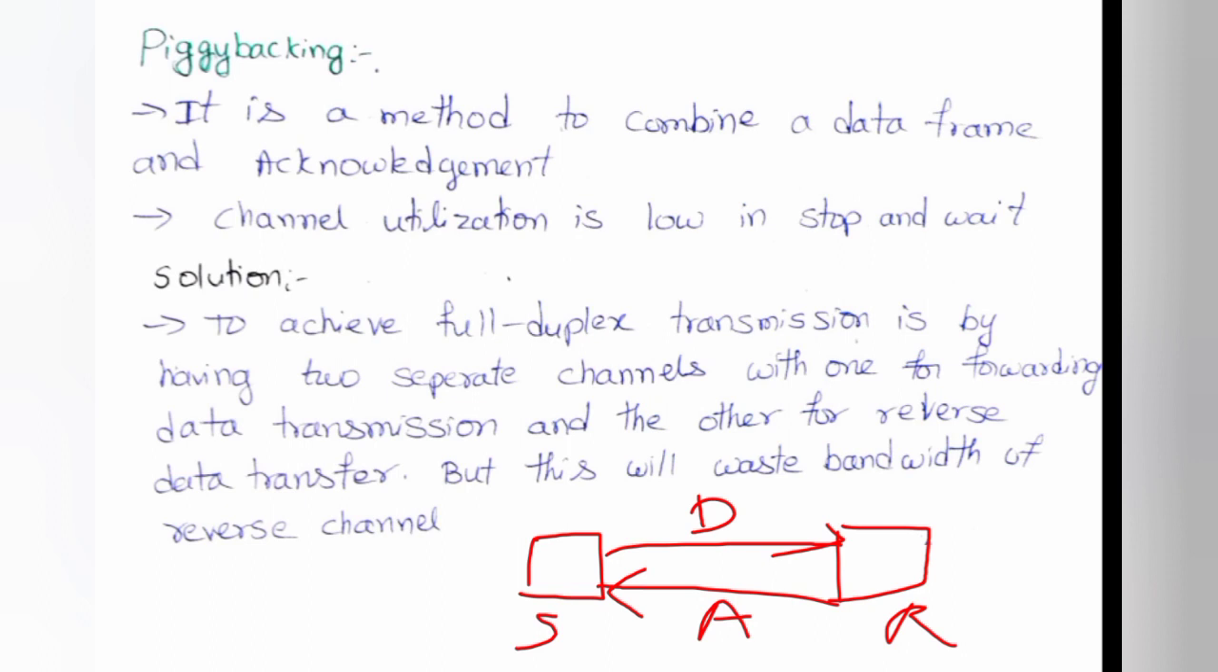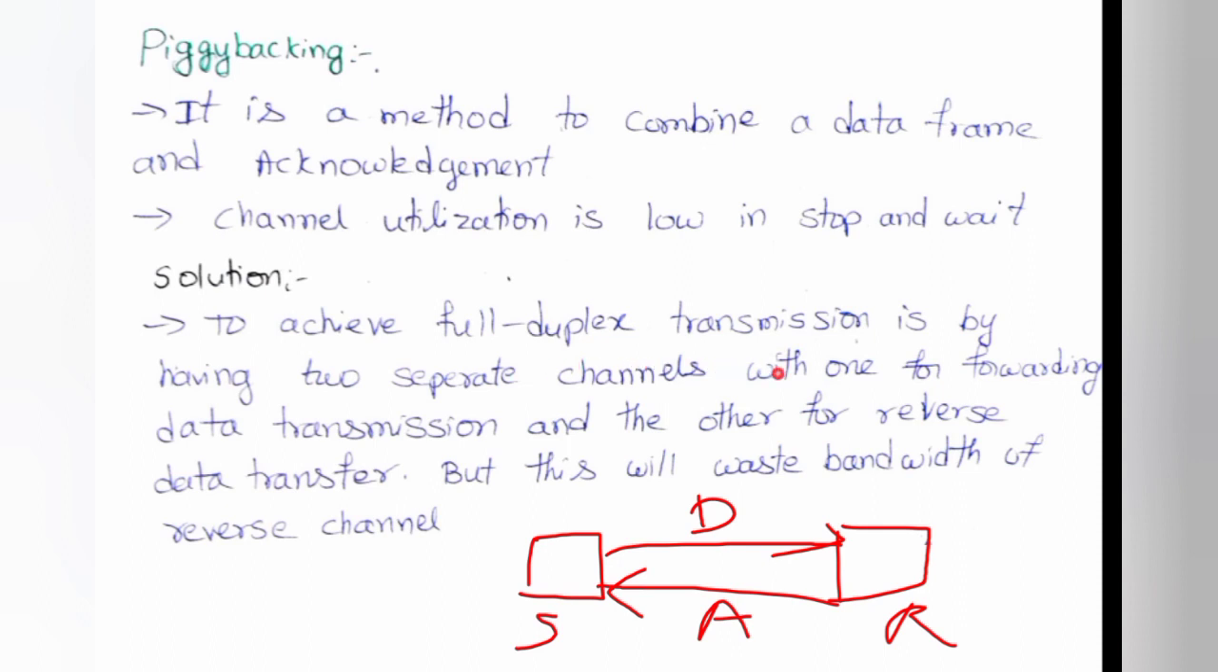This is a method to combine the data frame and acknowledgement. Instead of sending the acknowledgement separately, we are adding the acknowledgement to the next data frame being sent. By using this piggybacking method, we have the advantage of better utilization of the channel. In the stop and wait protocol, the channel utilization is very low. We can overcome that using piggybacking.